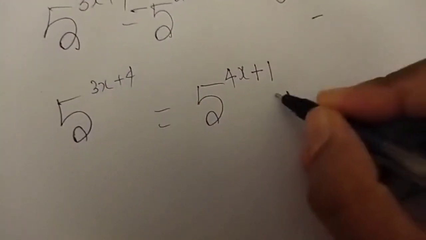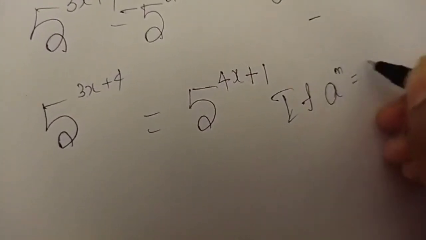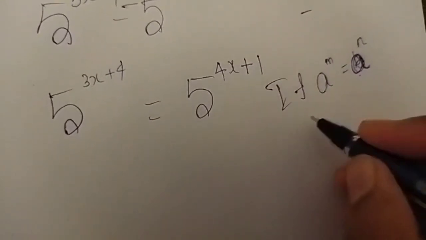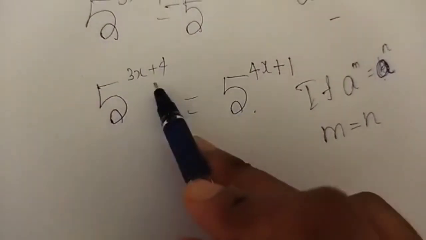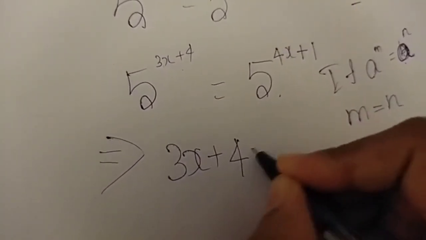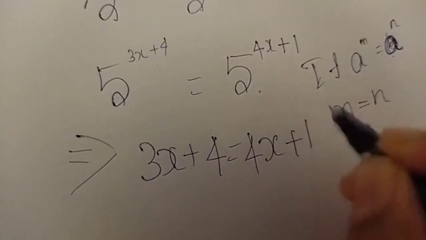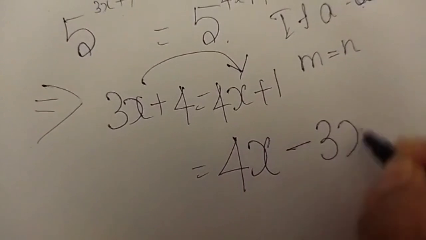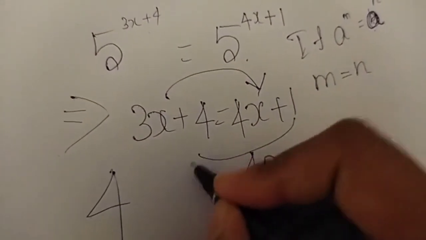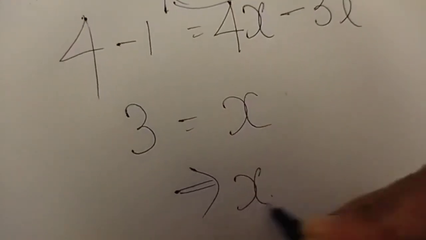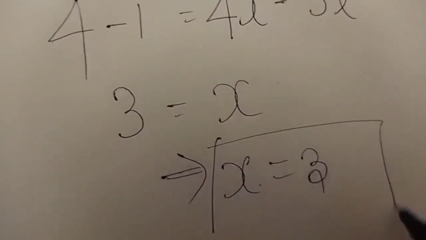Now when you have a form like a power m equal to a power n, if the bases are equal then the powers are also equal. Here the bases 5 are equal, so we can equate the powers. 3x plus 4 is equal to 4x plus 1. 3x coming this side becomes minus 3x, and 4 plus 1 coming this side, 1 becomes minus 1. So x is equal to 3. x equal to 3 is the required answer.